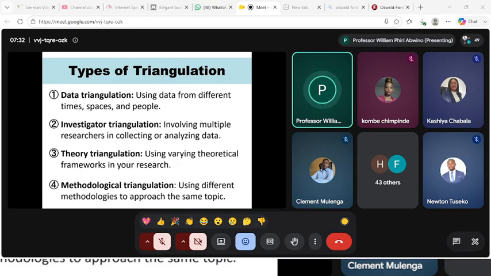Data triangulation, you can see that here you want to ensure that you get data from different spaces, different subjects or people or times. Then also the investigator triangulation. This involves multiple researchers in collecting or analyzing data. Please don't just pick its advantage. It has also its own disadvantages.